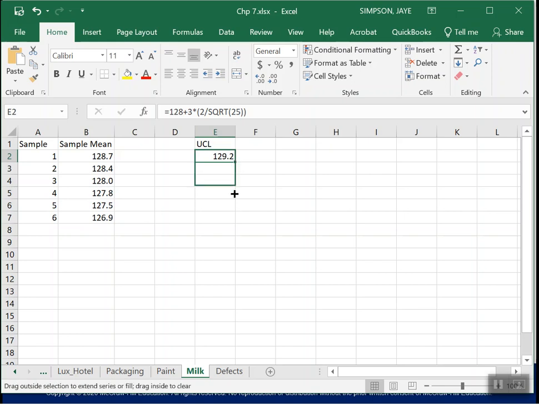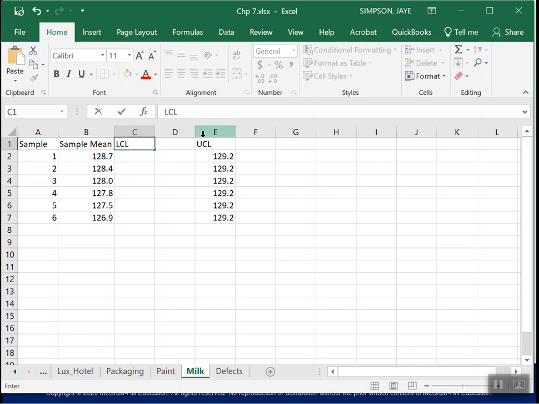Now, I'm going to go ahead and create a chart here that I can drag all the way down. So I'm just going to drag this down, and notice that number copies all the way down. Now over here, I'm going to do the same thing. I'm going to calculate my lower limit, so LCL. So this is again my mean of 128. Now it's going to be minus, because I'm subtracting, 3 times the standard deviation of 2 divided by the square root of 25, close 2 sets of parentheses.